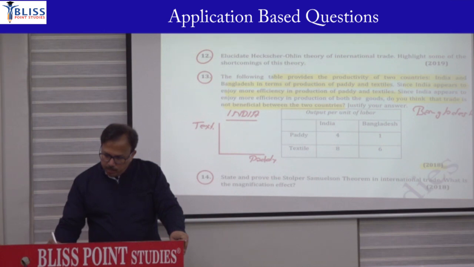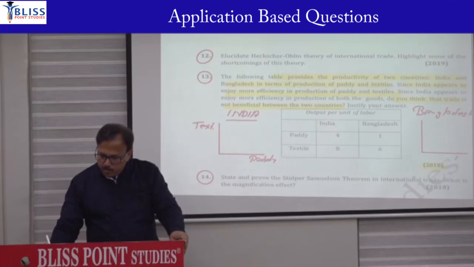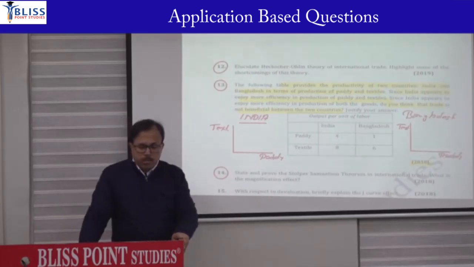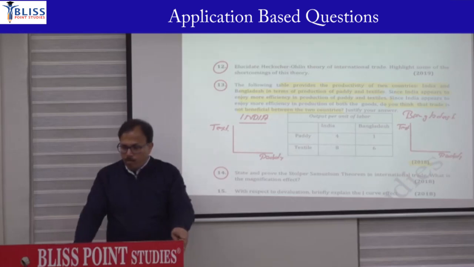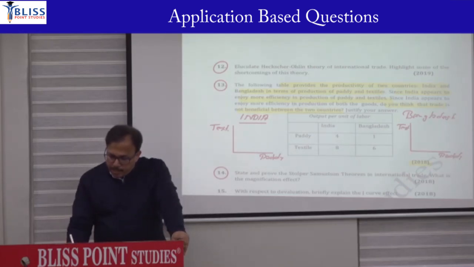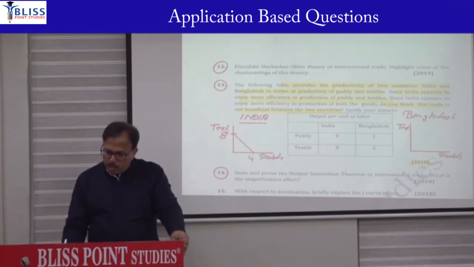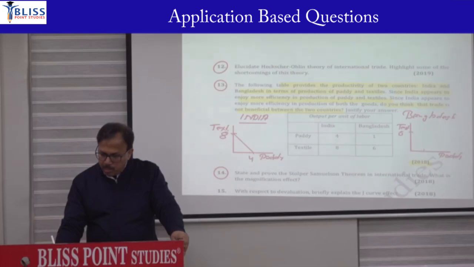paddy and textile. Okay, what intercept do you have to take for India? 4 and 8. That information you simply have to plot. And for Bangladesh it is 1 and 6. We have to write here 6 and take 1.